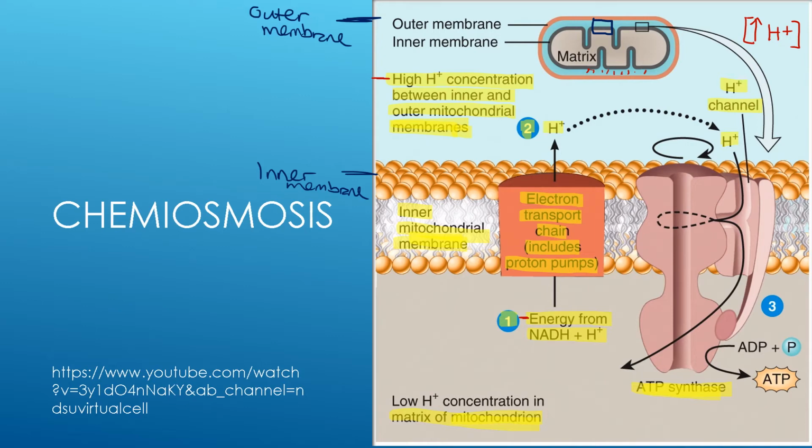As you can see here, they will flow down, go through this little mechanism and back into the inner matrix of the mitochondria, flowing down their concentration gradient. And so ATP synthase acts like a motor where hydrogen is its fuel.